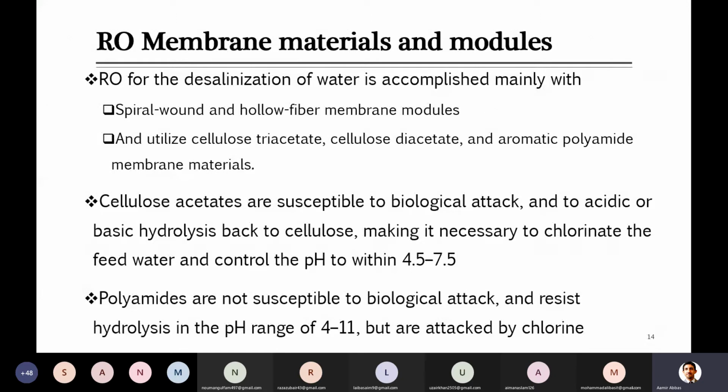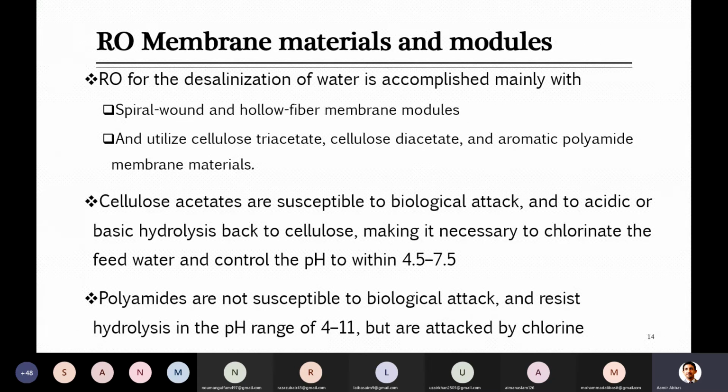But these kinds of membrane have some problems. I think last Thursday Tayyab asked one question, and that was closely related to this point which we are just going to discuss, that these membranes can get damaged due to the presence of some species inside the water. Cellulose acetate is usually susceptible to biological attack. If there are bacteria inside the water, they can start growing on the surface of the membrane and damage it. It is also susceptible to acidic or basic hydrolysis.